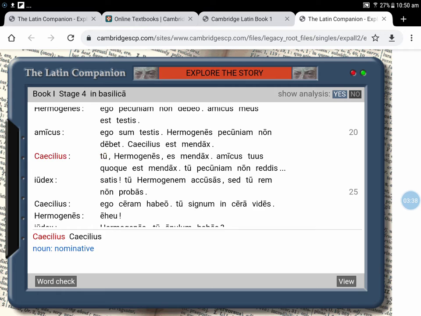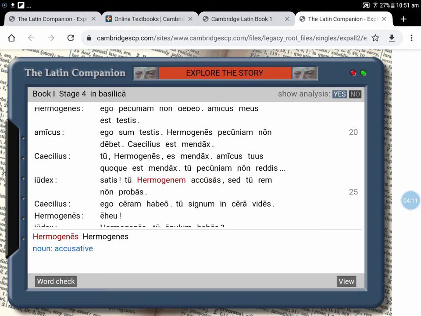But Caecilius says, tu Hermogenes es mendax. Notice that es in Latin means you are. Tu es means you are. But you could just have es on its own. It would still in Latin mean, to a Roman, you are. Es mendax. Amicus tuus quoque est mendax. Tu pecuniam non reddis. Satis, says the judge.